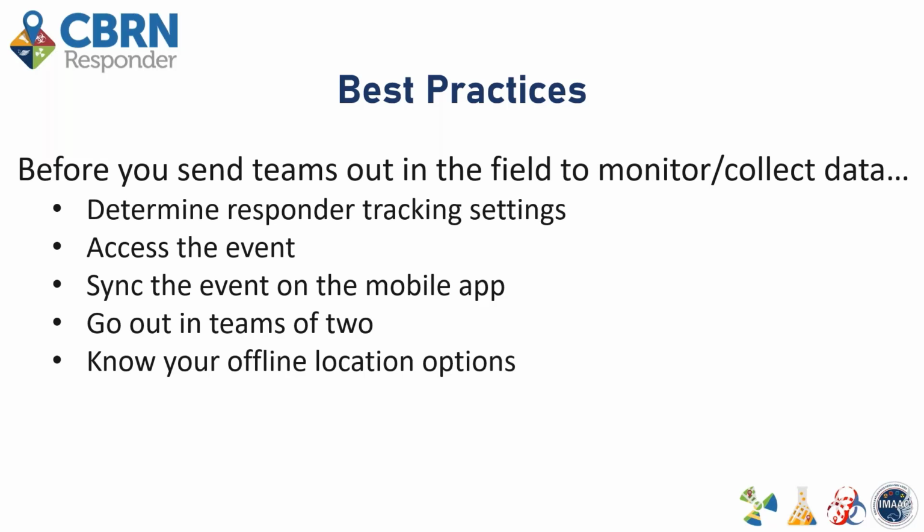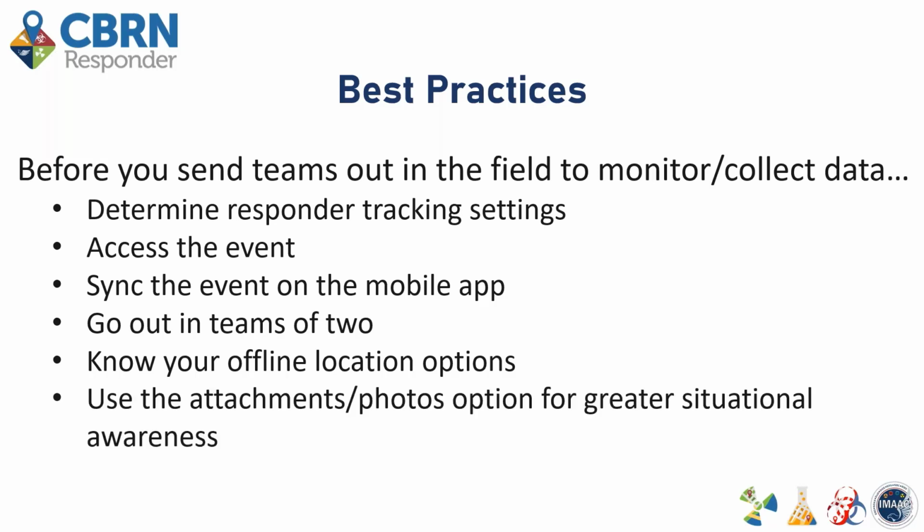Know your offline location options, so selecting from map, using an exact lat long or address, and using the attachments and photo option for greater situational awareness. Especially with a special event, there's a lot of people, there's probably a lot of things going on. With every data point that you enter in CBRNResponder, you have a free text field and an attachment field. So you can attach photos and you can provide greater context as to the environment that you're in in that comment field. So use it if you would like, it's available for you.